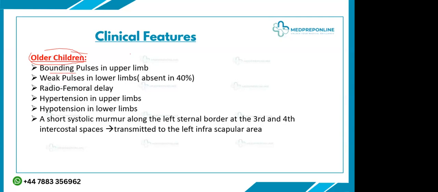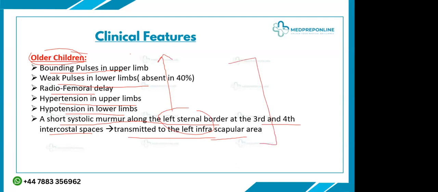Same signs or symptoms: bounding pulses in the upper limb, weak pulses in the lower limb, radiofemoral delay, hypertension in the upper limbs, hypotension in the lower limbs, and there may be a short systolic murmur along the left sternal border at the third or fourth intercostal space, which may transmit to the scapular area. Okay, you need to remember this: a short systolic murmur along the left sternal border at the third or fourth intercostal space, transmitting to the back, into the left infrascapular area. Along with all these signs and symptoms, then you can say that this is the coarctation of aorta. This is basically the difference.